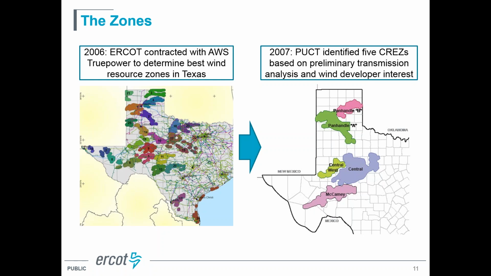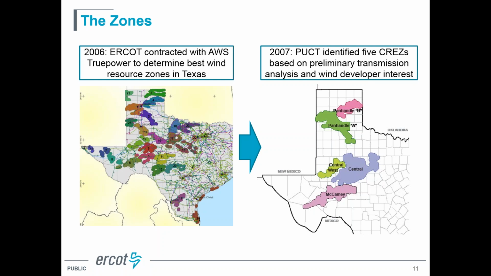And so that was 2006, and ERCOT did some preliminary transmission analyses that looked at transporting power out of each of those zones to the load centers. In 2007, the Public Utility Commission took that information from AWS, as well as the preliminary transmission analysis that we performed, and then they asked the wind generation developers, where are you interested in building wind plants? Where are the best locations from your perspective? And based on all of that information, they came up with these 5 competitive renewable energy zones, 2 up in what we call the Panhandle, which is the northern part of the state, and then 3 zones in the western part of the state, the Central West, Central, and the McCamey areas.